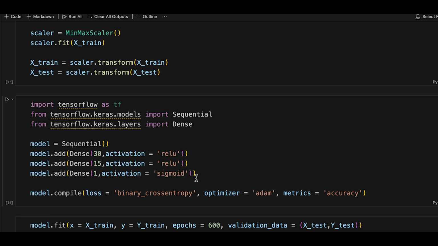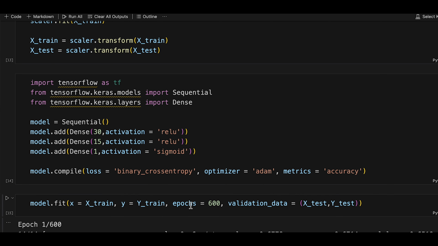For binary classification, we need to make main changes in the output layer, the activation function, and also the loss that we are using, that is binary cross entropy. For the optimizer, we can use any of the advanced optimizers like Adam. And for metrics, we'll be using accuracy. As it is a binary classification problem, we can simply go for accuracy. Then we are fitting our model and we are setting the epochs to 600.